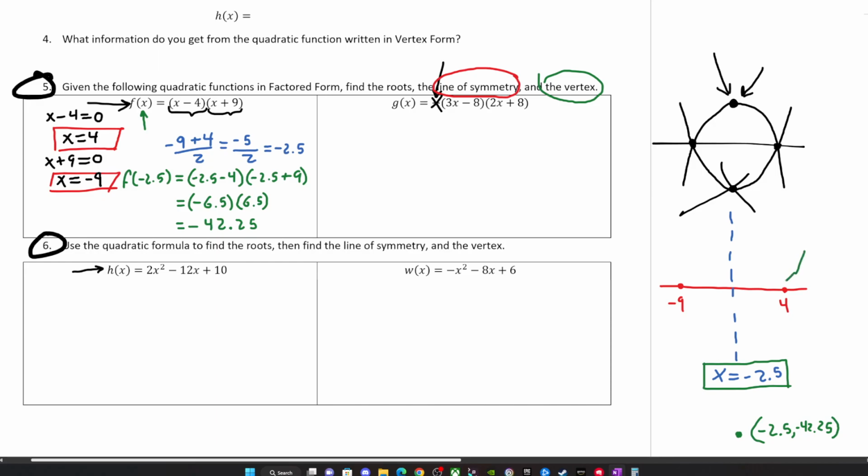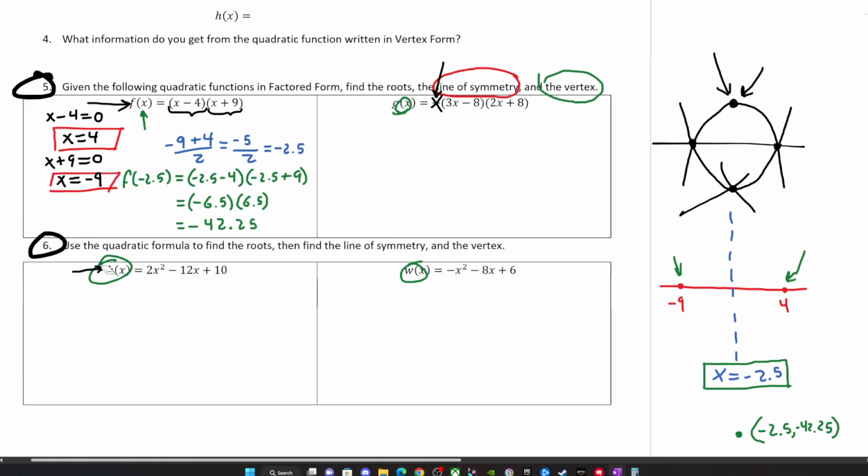Technically, that's all you want to do. Find the points of intersection, my roots. Find the point in between them, which is the line of symmetry. Take the location of the line of symmetry and plug it into the function, and that's how you get your vertex. And that is what you want to do for g of x, for h of x, and for w of x. The exact same process.